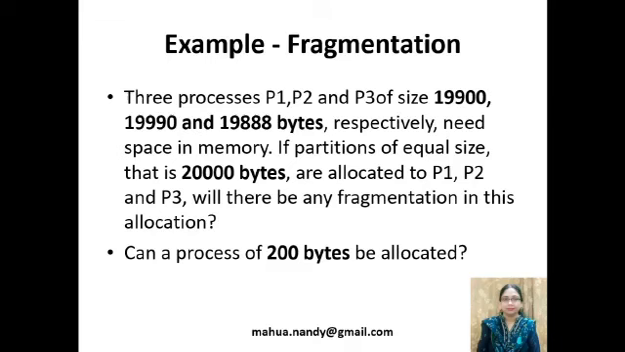Now we are considering one example regarding fragmentation. Three processes are there: P1, P2 and P3. P1 is of size 19900, P2 is of size 19990 and P3 is of size 19888 bytes respectively. They need space in memory. If partitions of equal size, that is 20,000 bytes, are allocated to P1, P2 and P3, will there be any fragmentation in this allocation? Next question is, can a process of 200 bytes be allocated?